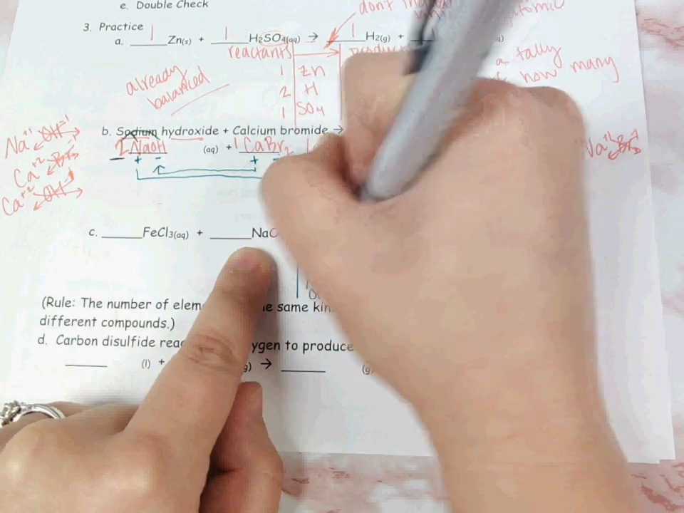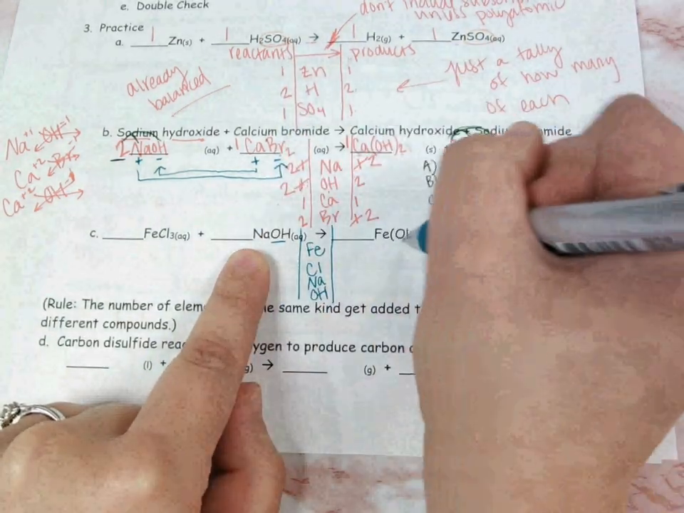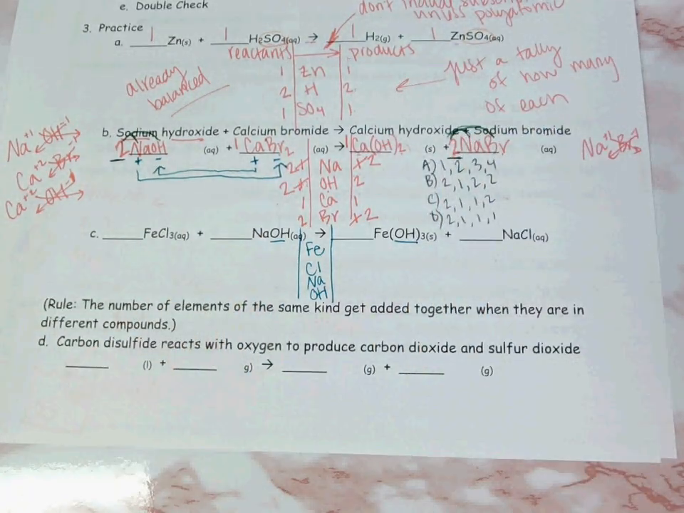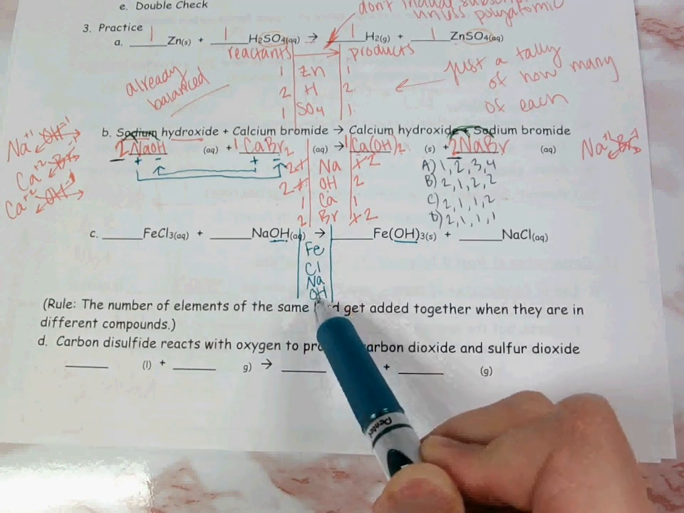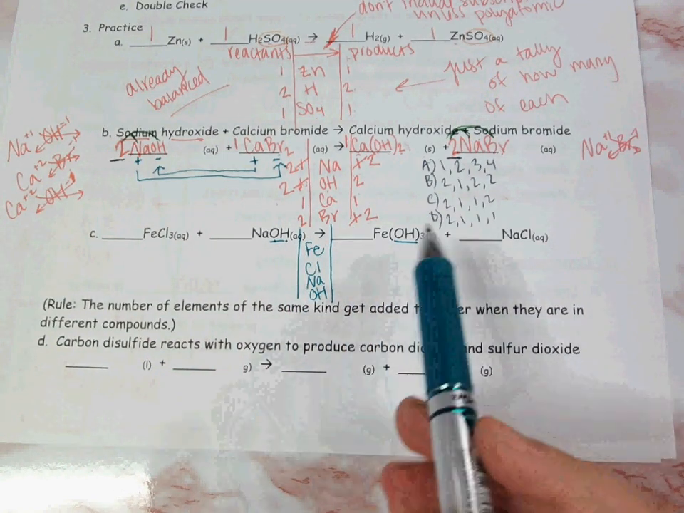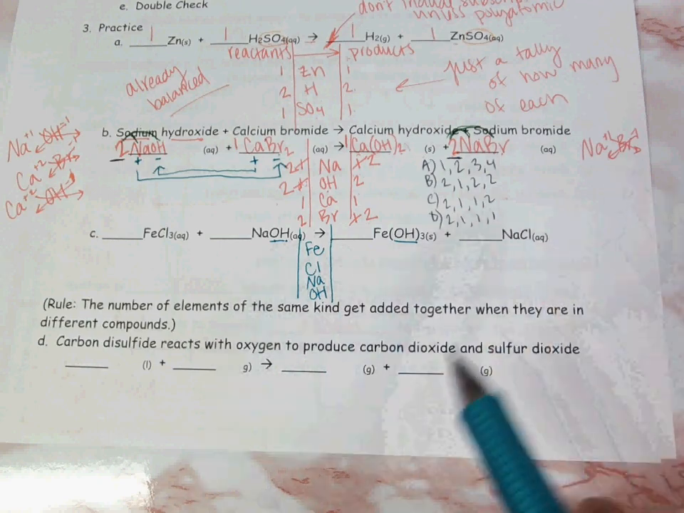So start recognizing your polyatomics. If it's unchanged on both sides, count it as one thing. It makes it a lot easier. You can still get to the right answer if you counted oxygen as one thing and hydrogen separately, but it does make it a lot easier often to keep it together.